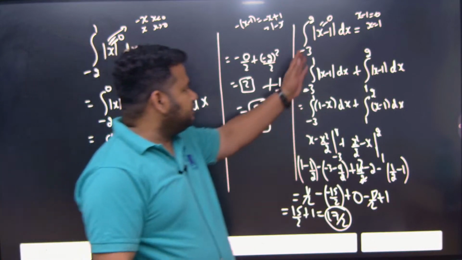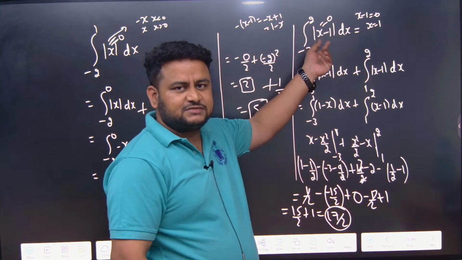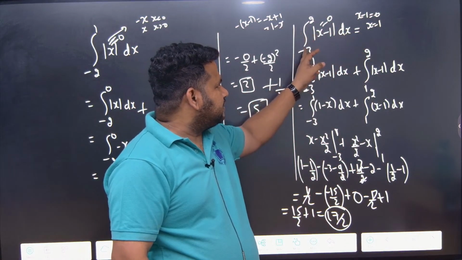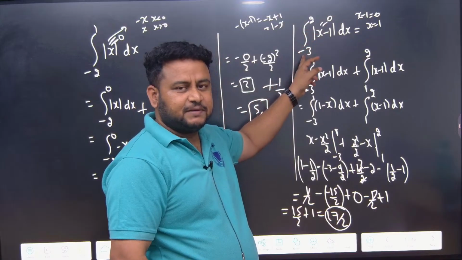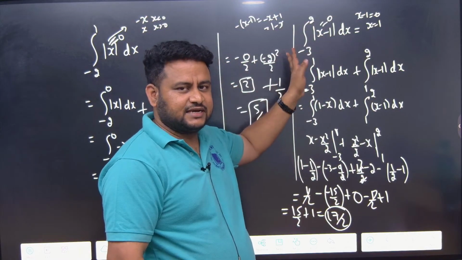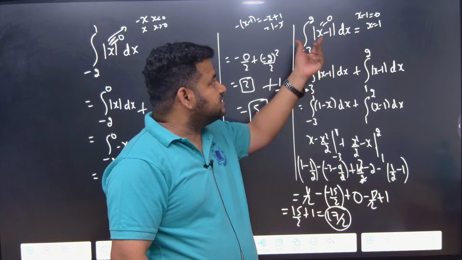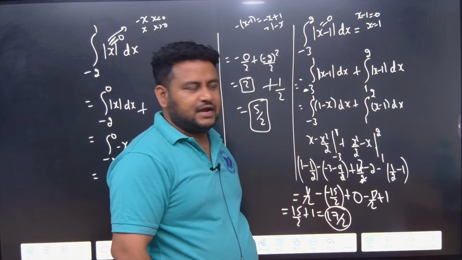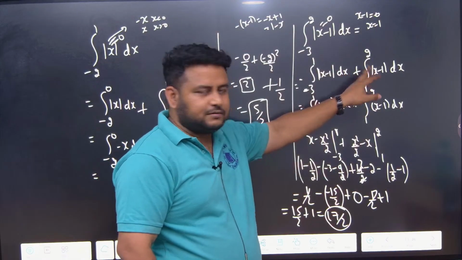Okay. Where will you get the split? How to find out? Whatever is in the modulus, make it equal to 0. You will get the split at 1. So what will we write? Minus 3 to 2 integral. We will split it as minus 3 to 1 and 1 to 2. So from minus 3 to 1, it is a negative value of x, and that mod function will be negative, and here it will be positive. And from 1 to 2, here it will be positive value.